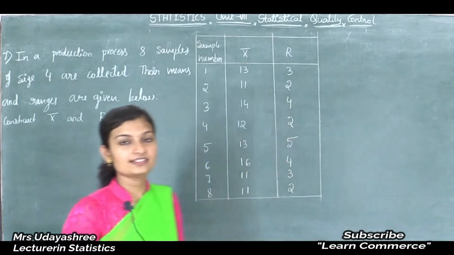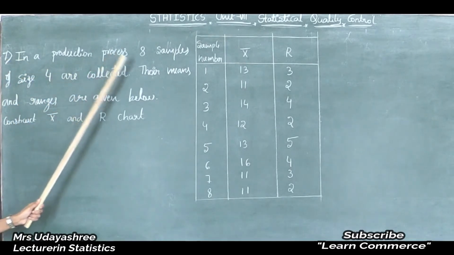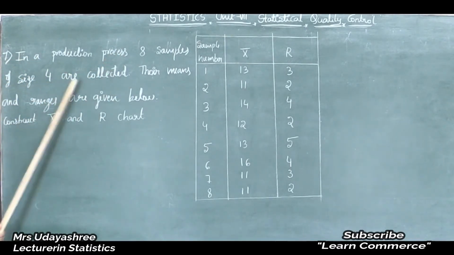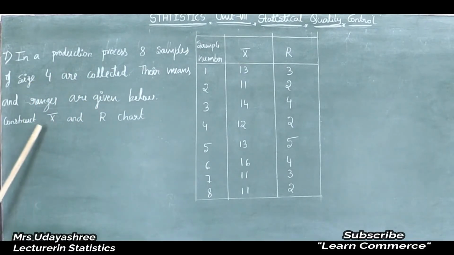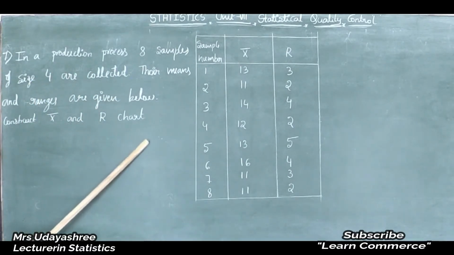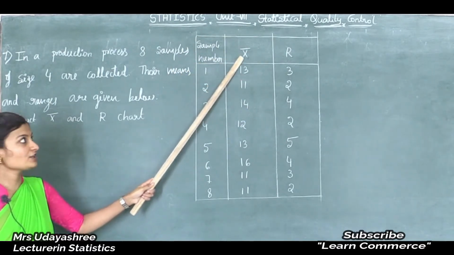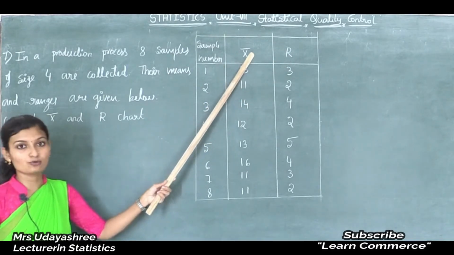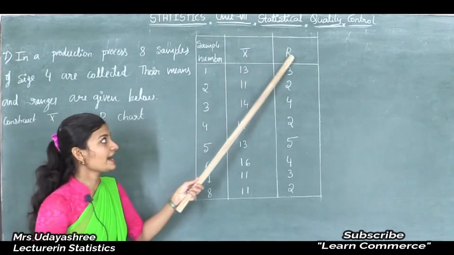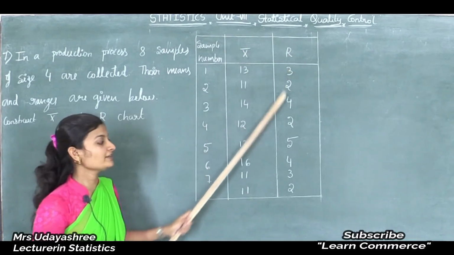Let's start. See here problem number 7: in a production process 8 samples of size 4 are collected. Their means and ranges are given below. Construct X bar and R chart. See here some observations are given. The first column is sample number, another column is X bar and the last column is R. X bar is the sample mean and R is the range. Here sample means are given and here ranges are given.